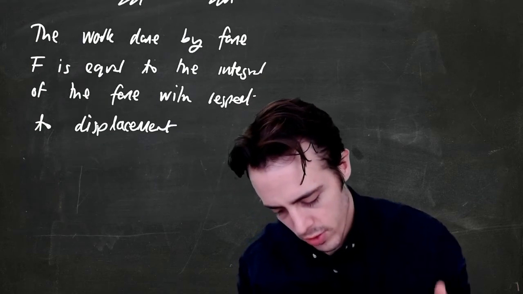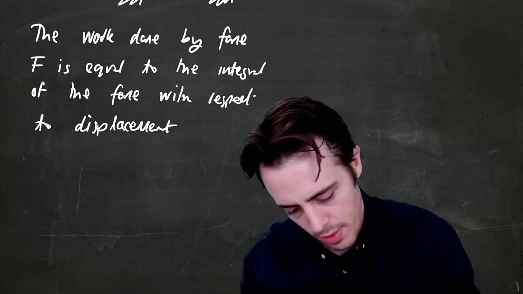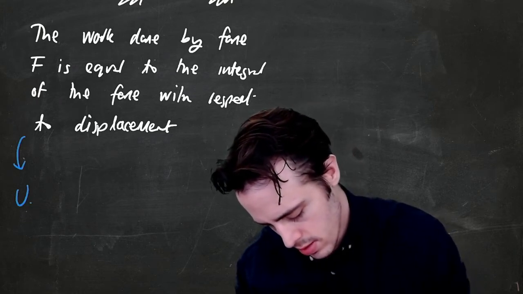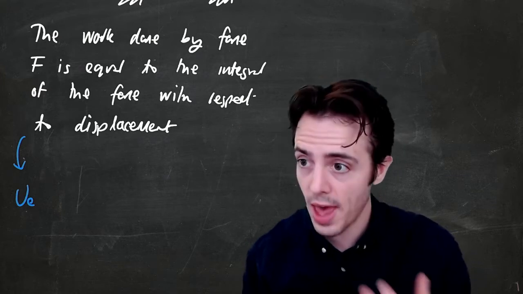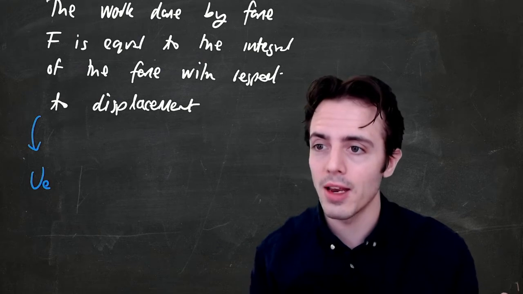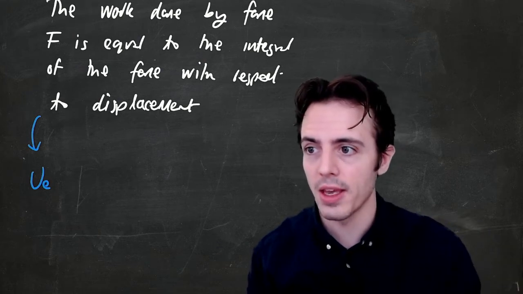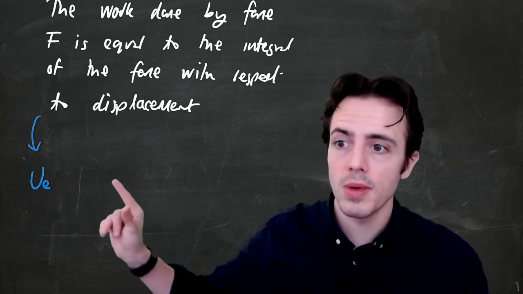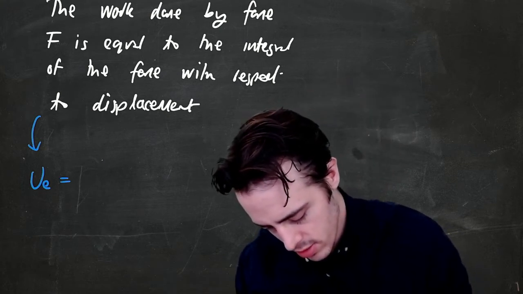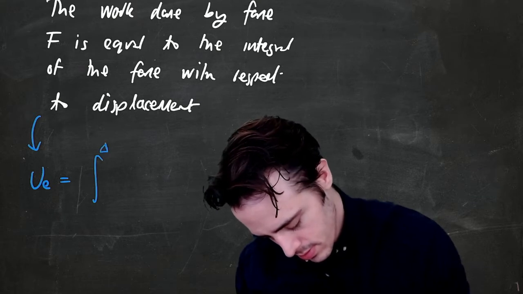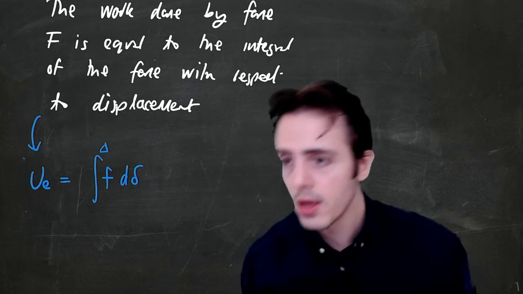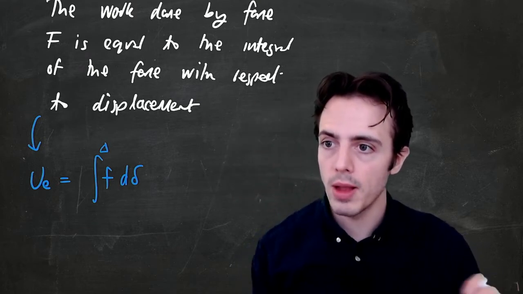Okay, so the work done by the force F is equal to the integral of the force with respect to displacement. So the external work, or the external energy, both same thing. We tend to call it external work and internal energy. Those two things are exactly the same thing. Subscript E just means external. So the external work is equal to the integral of that force F d delta. So delta is the incremental displacement.